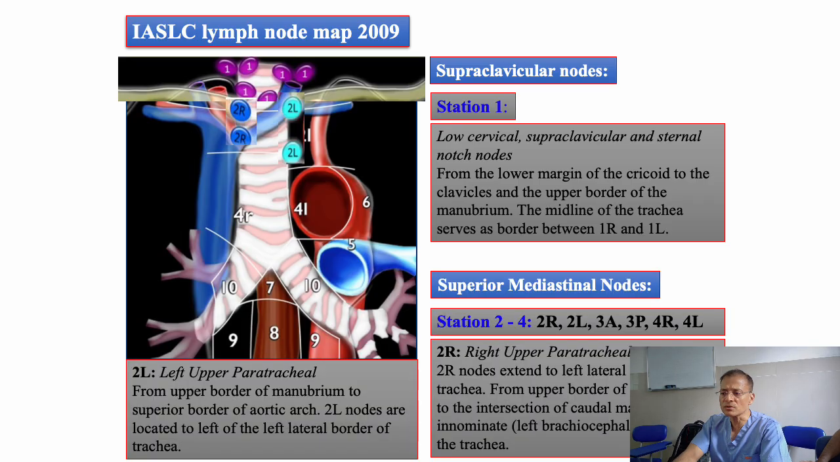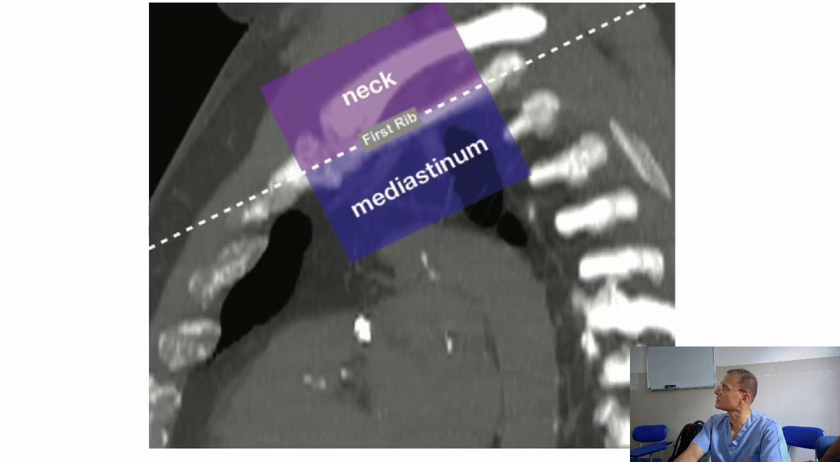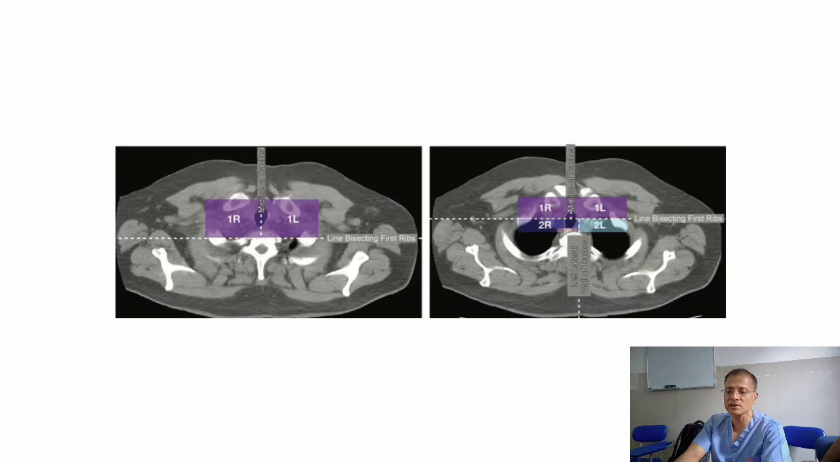So let's go to the CT scan. This is the anatomical picture, where we can visualize the 3D reconstruction of the CT scan. With the sagittal image, where this is the first rib, we draw a line along the first rib. Whatever lies above that, that comes to the neck parts, definitely has to be classified as level 1. Whatever lies beneath that is called mediastinal lymph nodes. In this way, we can classify that.